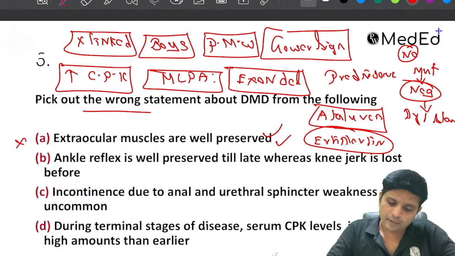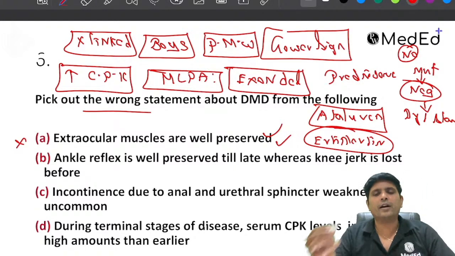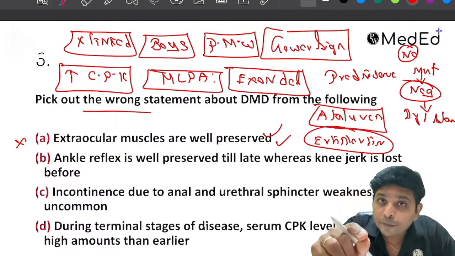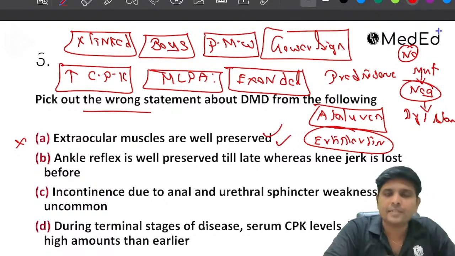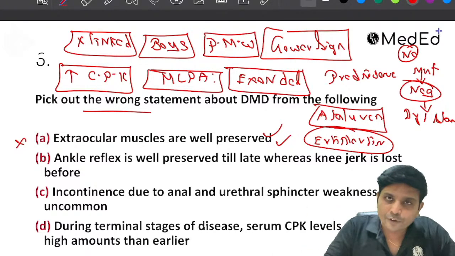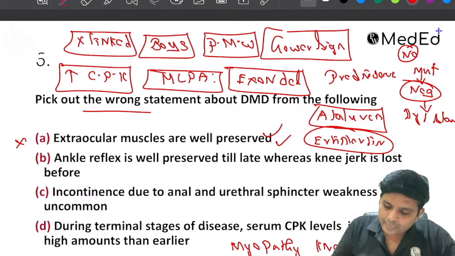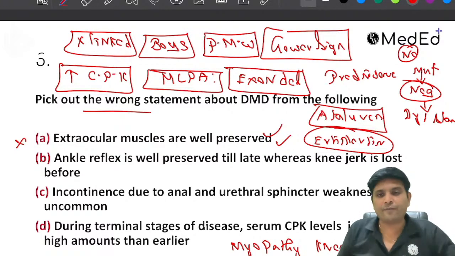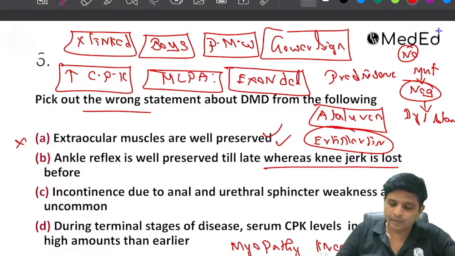So, correct. Ankle reflex is well preserved till late, whereas knee jerk is lost before. So, what does it mean? Whenever in case of myopathies, the proximal reflex will be lost last and distal reflex will be persistent, whereas in case of neuropathy, distal will be lost first. So, I repeat, in case of myopathy, proximal reflex will be last, so knee jerk will be last. In case of peripheral neuropathy, the first to be lost is ankle reflex. But here the question is myopathy. Myopathy means knee jerk is lost last, after ankle. So, correct.